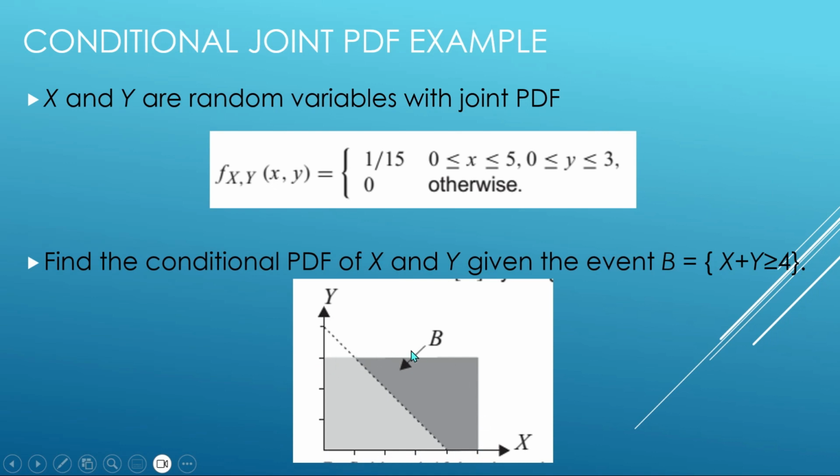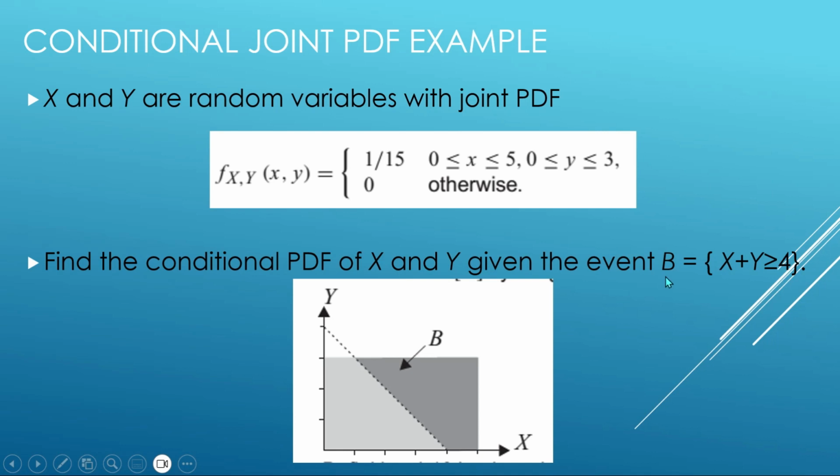So this whole area, this complete area, including this dark area and this light area, is the PDF of x and y, random variables x and y. Now, what we have to do is find the conditional PDF of x and y given that event B is equal to x plus y is greater than or equal to 4.